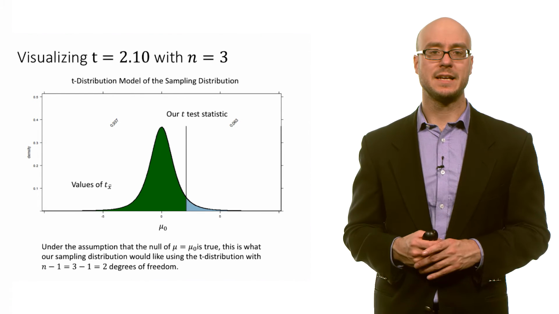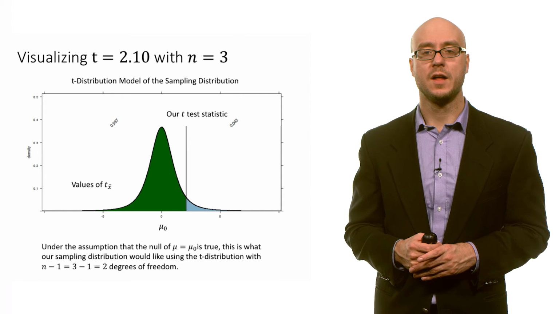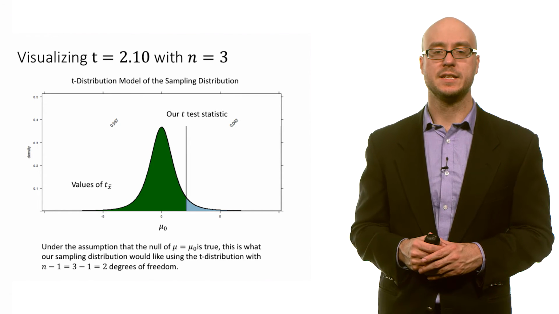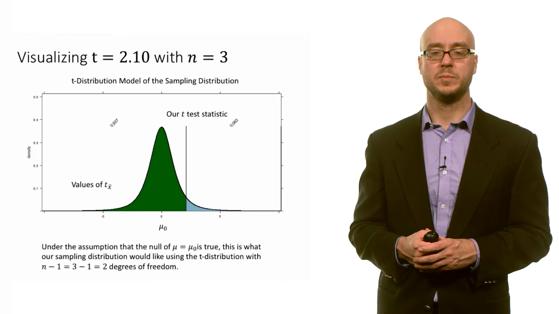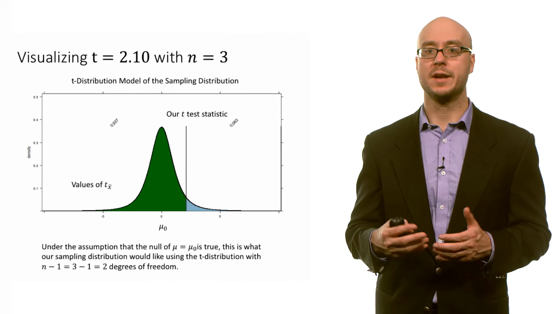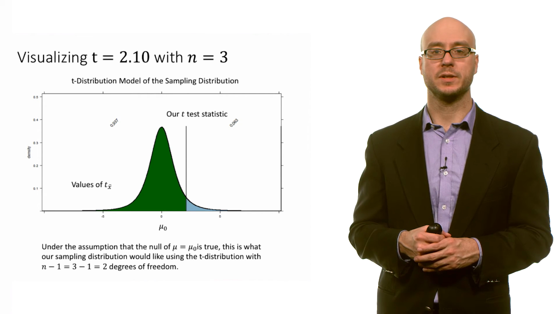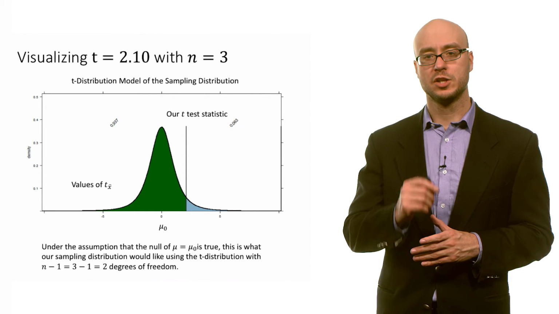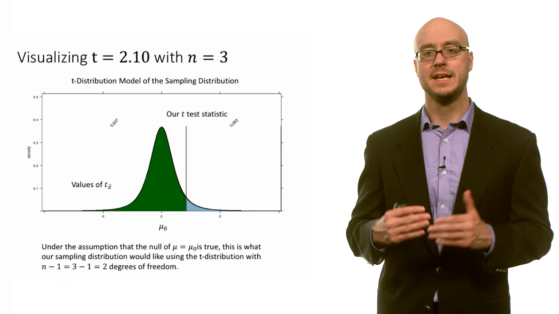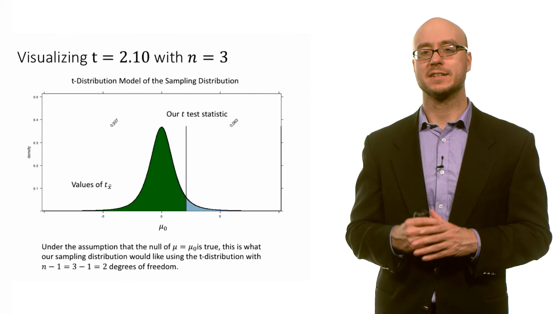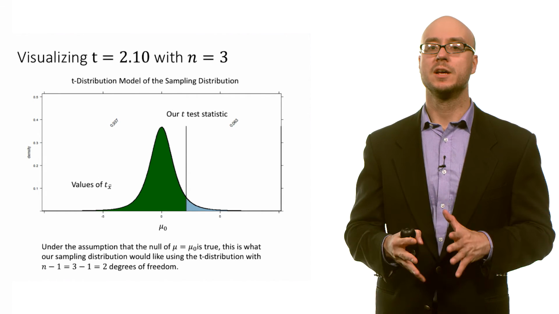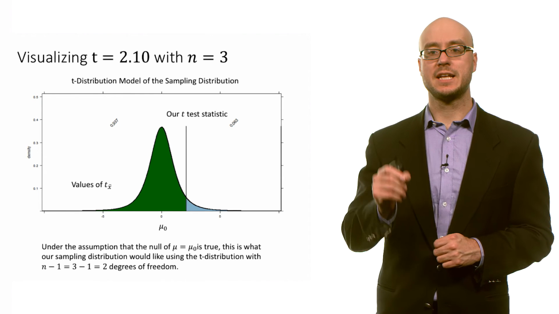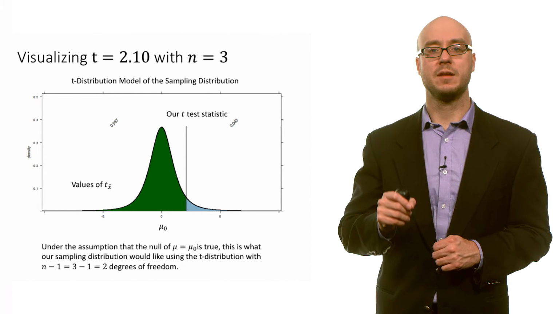So here's the t-test statistic of 2.1 on the t-distribution based on a sample size of 3. The idea is, suppose we calculated a sample mean based on 3 respondents or 3 elements from a population. Then we'd expect the sampling distribution of that sample mean to look roughly like this. The tails are a little bit fatter here. It's symmetric, it's mound-shaped, but it does not have the shape of the standard normal distribution.